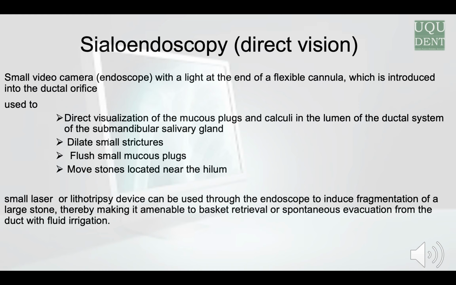You introduce it into the ductal system. The endoscope is used for direct visualization of the mucus plug and the stones in the lumen of the ductal system of the salivary gland. It may also be used with a therapeutic maneuver, because sometimes it dilates small strictures and flushes small mucus plugs or stones.